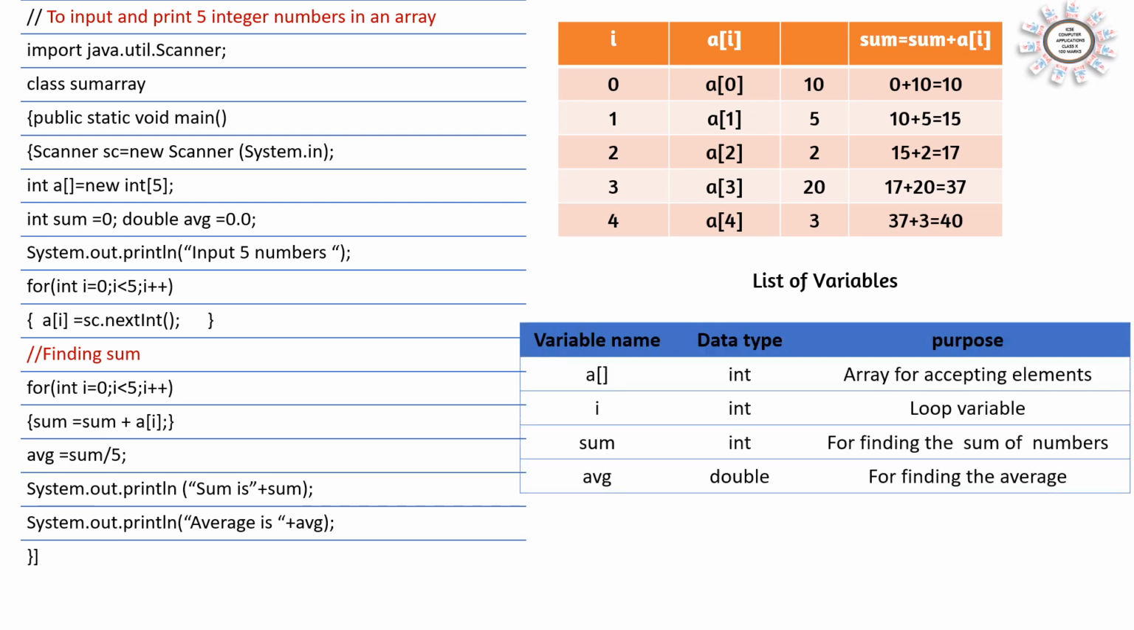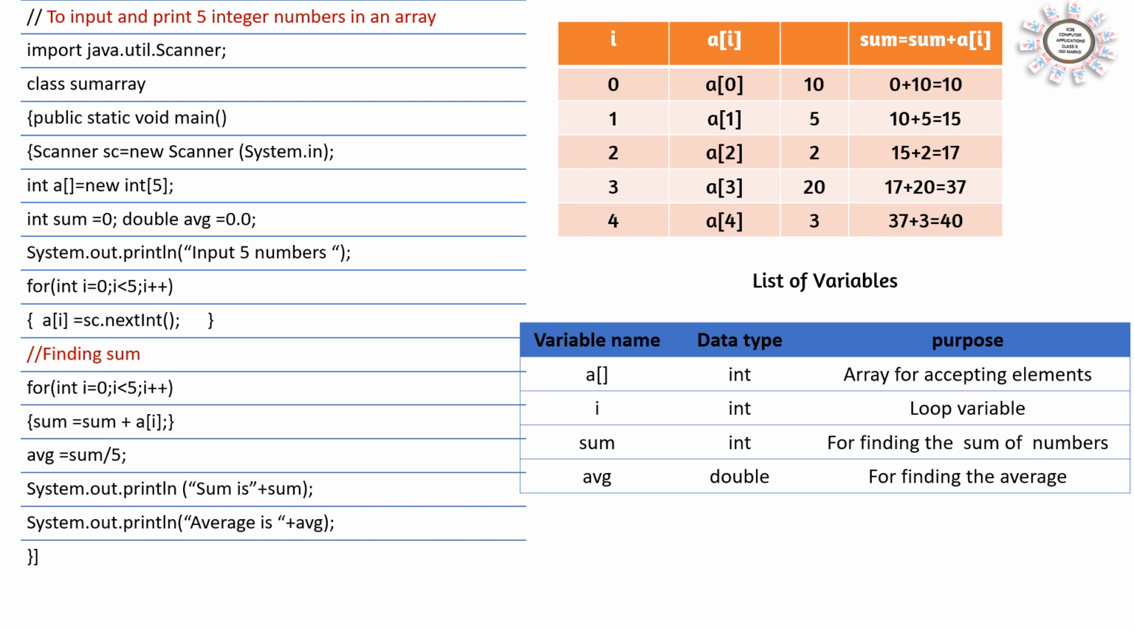And now we can see how to write the list of variables when we are having an array. Variable name A[]. Here we have to show it is an array. So A[], it is int type, int A[] for accepting the elements. And int I is the loop variable. And variable S is for accepting. Here, whatever variable you are declaring. Variable sum, that is also int for accepting the sum of numbers. And AV, that is double AV for finding the average of the numbers. So like this we can write the list of variables in the array.